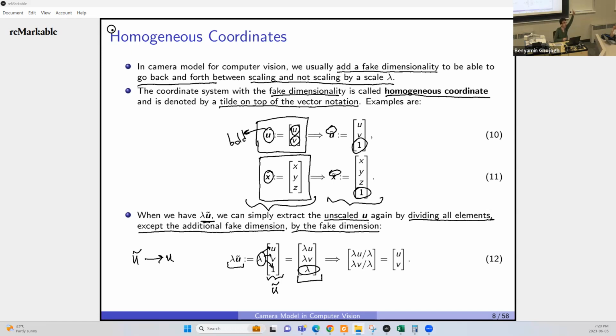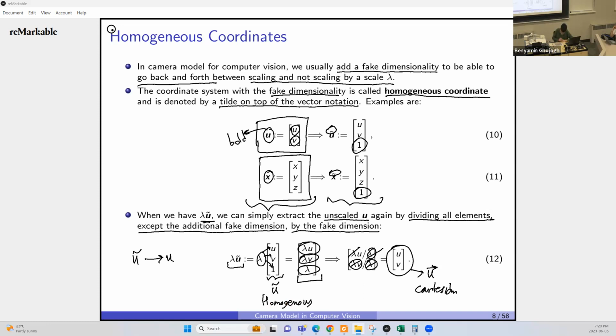However, I divide all of the elements by the last element, by the fake element. So I have lambda u over the fake element, which is lambda. I have lambda v divided by the fake dimensionality lambda. Then these lambdas cancel each other. I will obtain u, v, which is the vector u, right? The vector u. This is Cartesian. This was homogeneous.